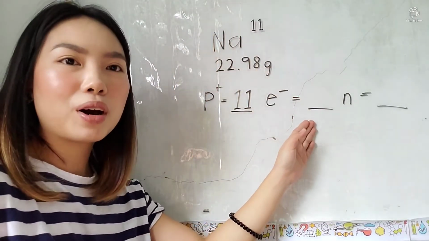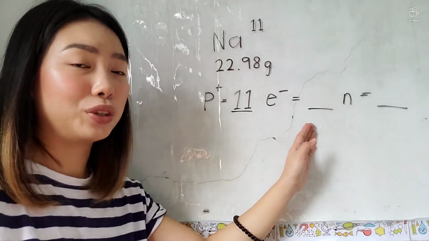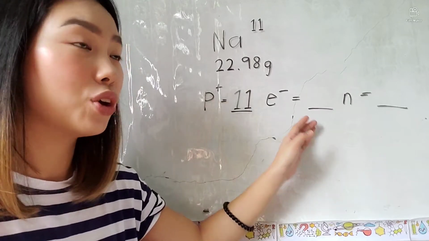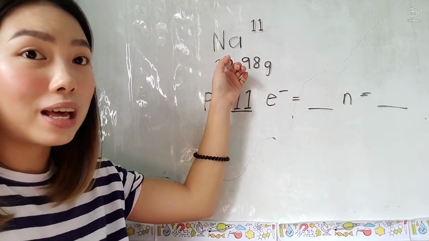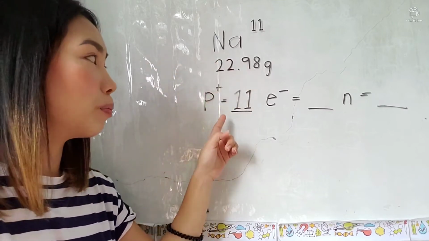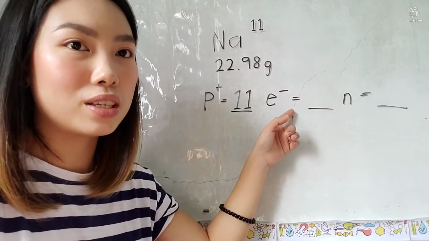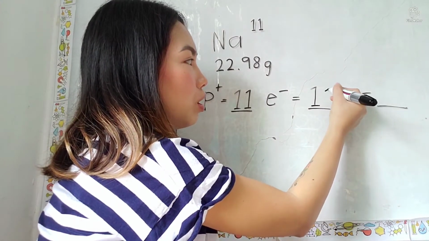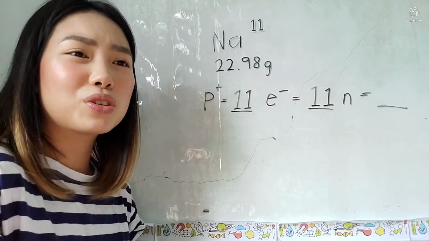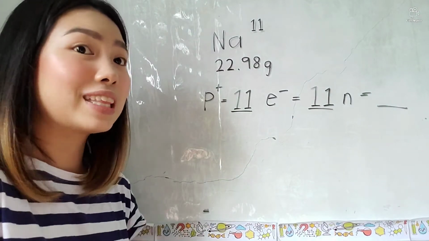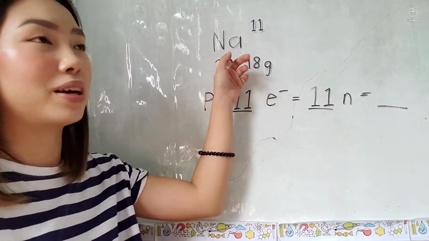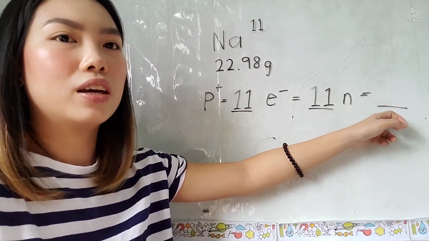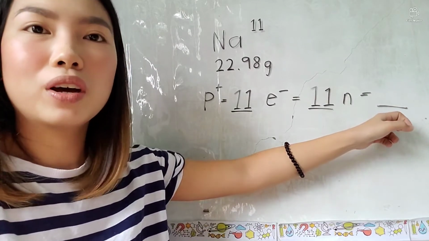Next, how about the answer for the number of electron? May nakikita ka bang ion? Is there a positive ion and a negative ion sa sodium? So dahil walang nakalagay, then the proton will always be the same with the electron. So yung sagot natin dito would also be 11 because there is no present ion of cation or anion in the element sodium.